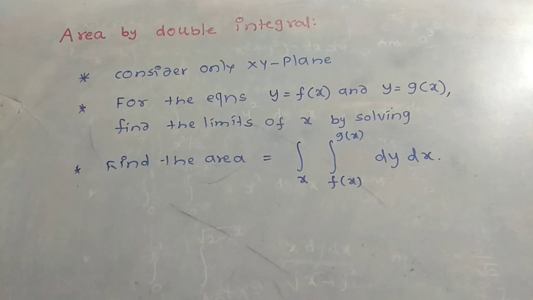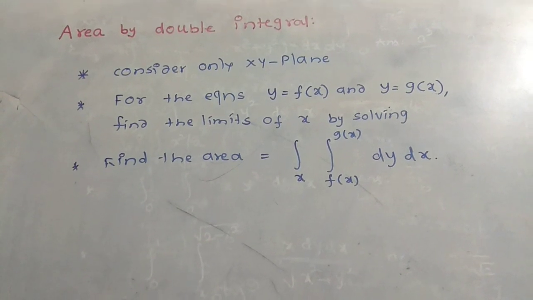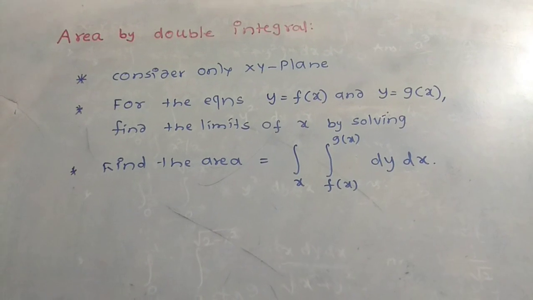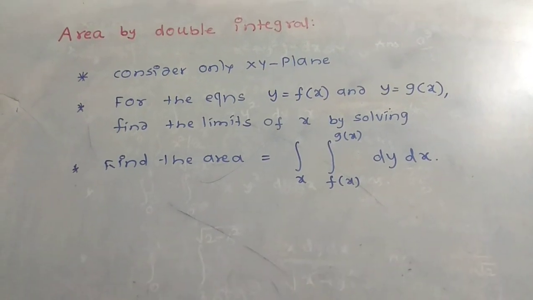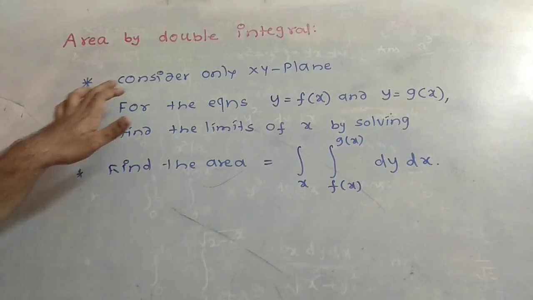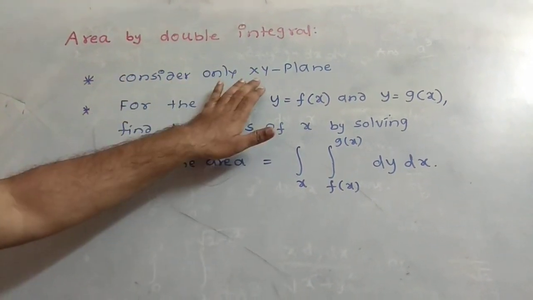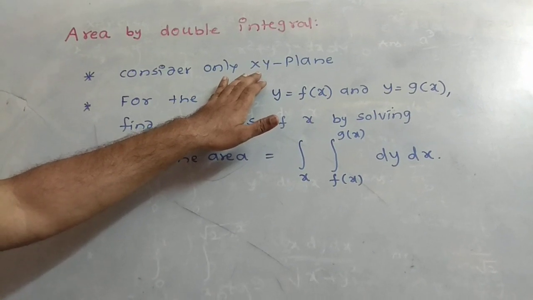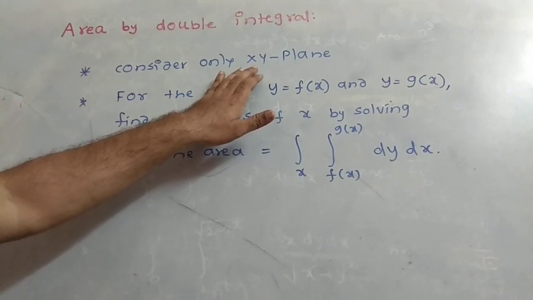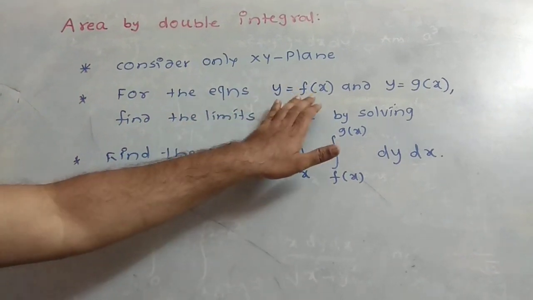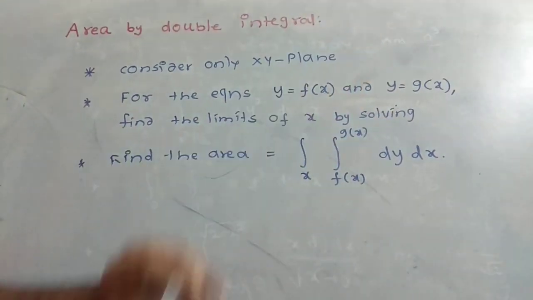In this, no function or integrand is given, but with the help of double integral you are calculating area between two equations. I am going to suppose that the procedure is you are considering only the xy plane. Always for the given problem you suppose that only in the xy plane you are calculating the area. And the equations are given y equal to some f of x and y equal to some g of x.